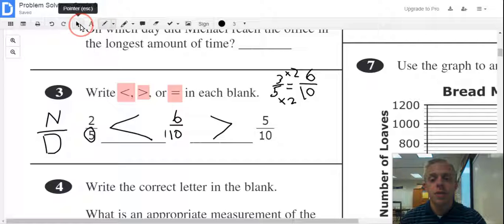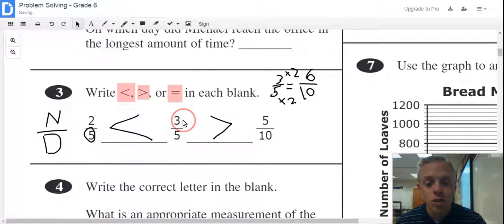Hopefully that makes your life a little bit easier. Now remember, we were actually originally working with 3/5. So here's what your final problem is going to look like. Hopefully this helps you out with every single question 3 on level 6.